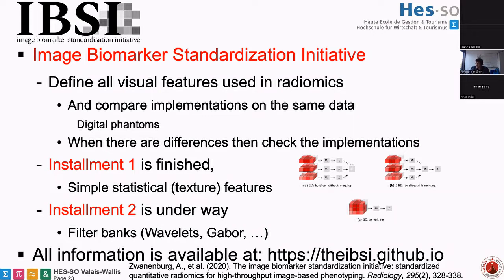So the idea is really to standardize this, so that whenever we use these features, we get exactly the same results. The first one is finished and published. The second one is currently underway. It's about filter banks. And for the third installation, we're currently starting to look into deep learning based radiomics features.